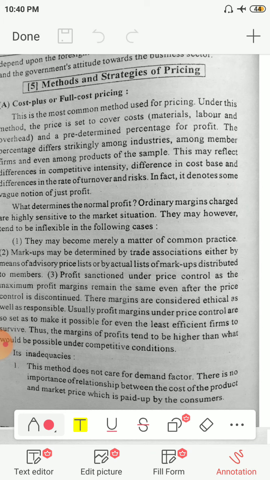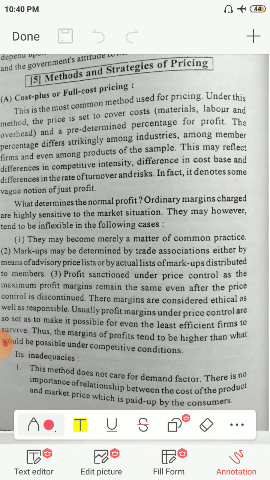Up till now we have discussed the objectives and the factors affecting pricing policy, and now onwards we will discuss methods and strategies of pricing. Let us start. The first method is cost plus pricing, and another name of this method is full cost pricing. This is the most common method used for pricing.